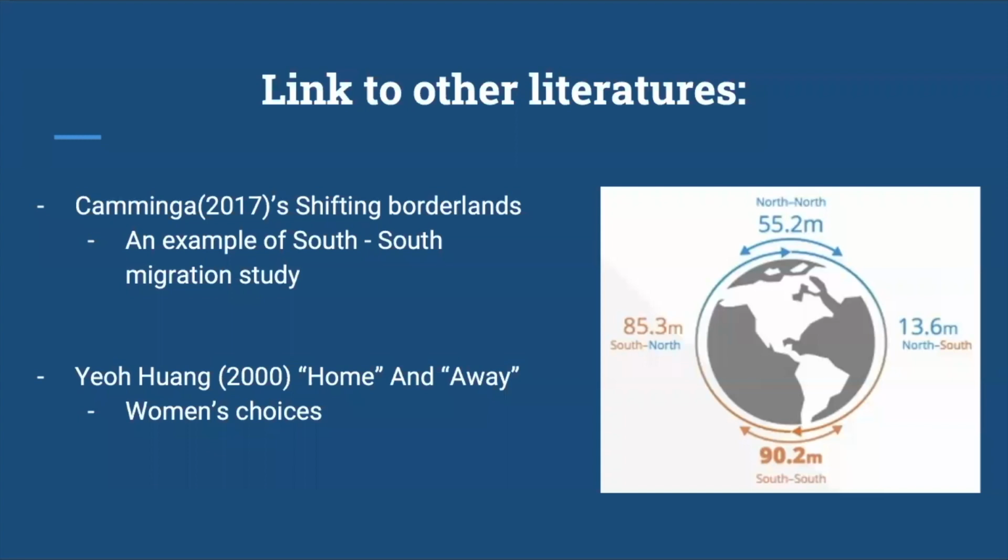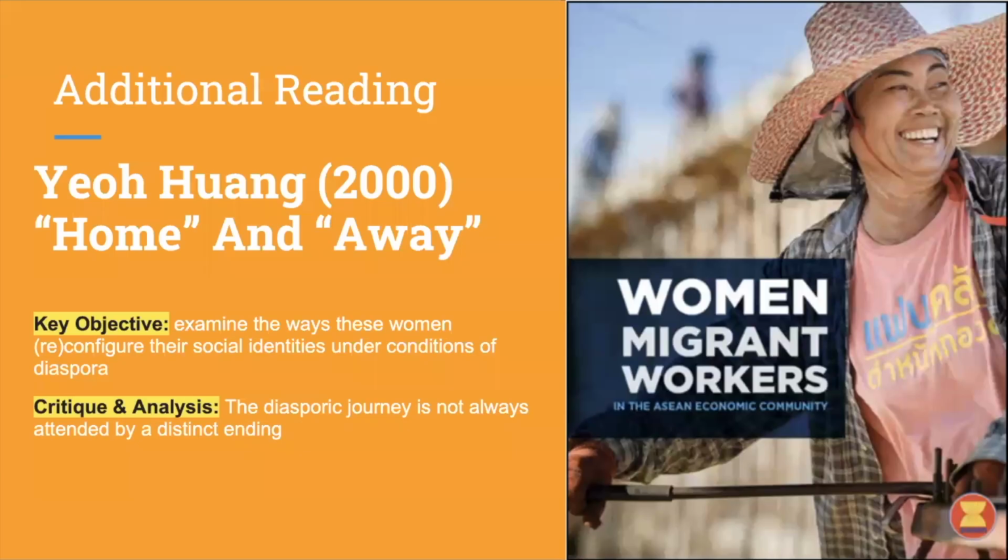Lastly, because this is a methodological review, I link this to other literature. For example, Kaminga's one, which we learned in week 2, offers an example of South migration study through interviews and different approaches. And Yu Huang's one, which David will introduce next, also brings women's choices and voices into our attention. Oh, thank you, Rachel.